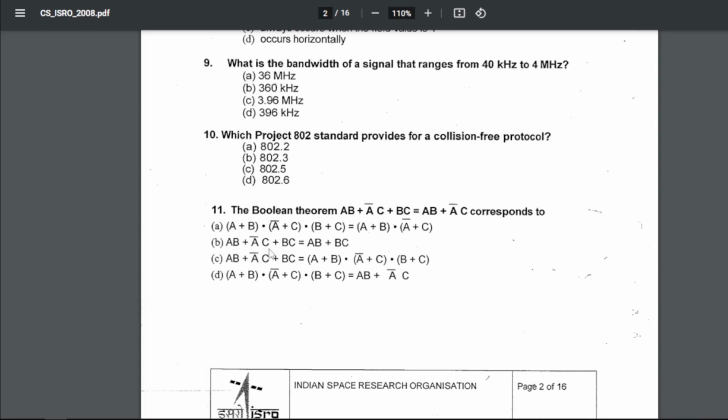Now next question is, number 11, the Boolean expression or the Boolean theorem, AB plus A bar C plus BC equals AB plus A bar C corresponds to what? So if you solve this, you will get the answer as A, that is (A plus B)(A bar plus C)(B plus C) equals (A plus B)(A bar plus C).